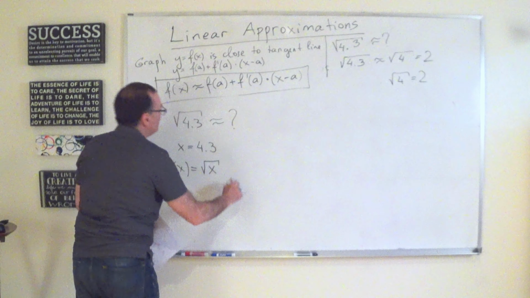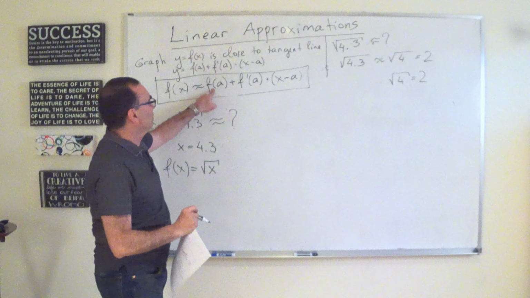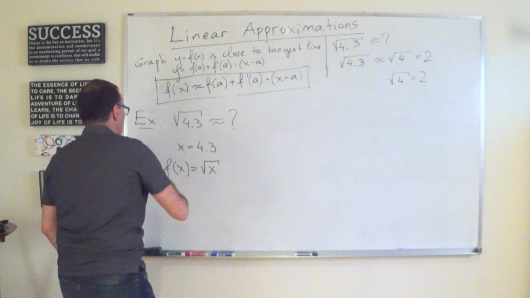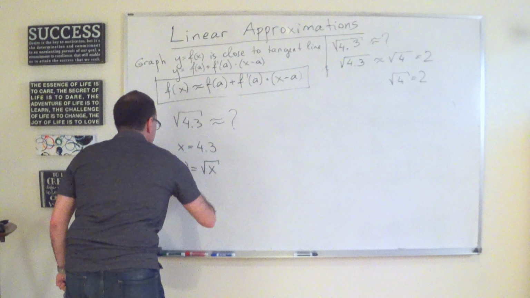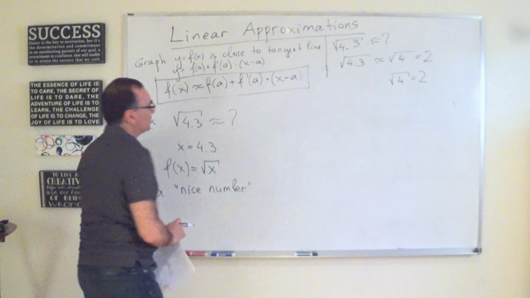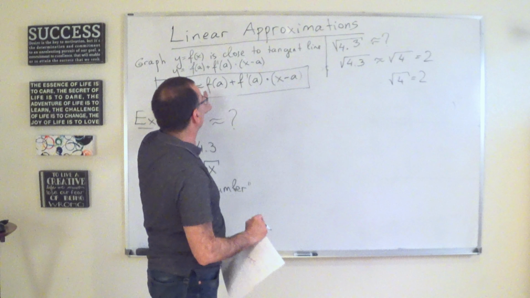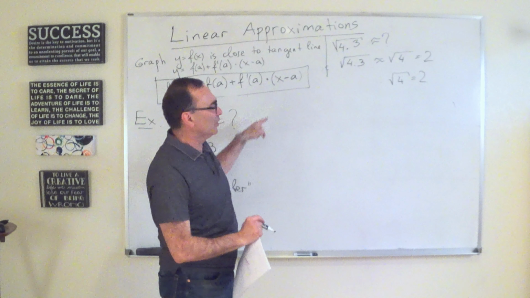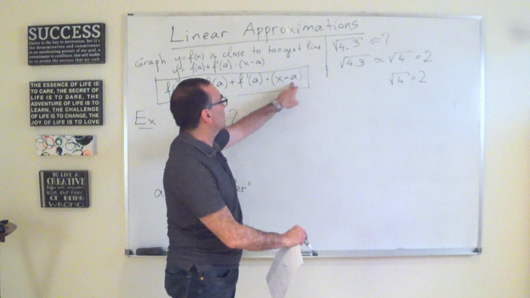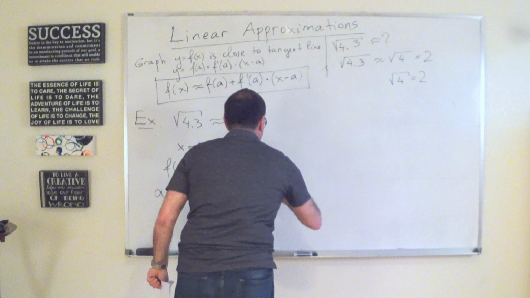Now we need to decide upon a. What is a? A is supposed to be a number for which it's easy to calculate both the function and the derivative. So a should be a nice number. And besides, this nice number should be close to x. Remember that the tangent line is close to the graph of the function only nearby. Further away it becomes further apart. So we want x to be close to a. So a should be a nice number close to x.